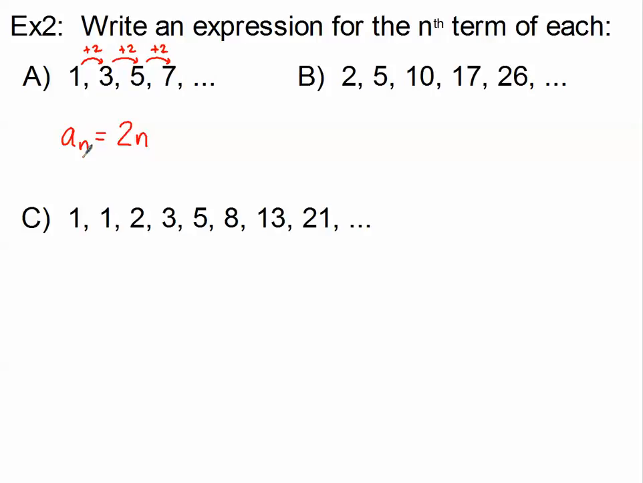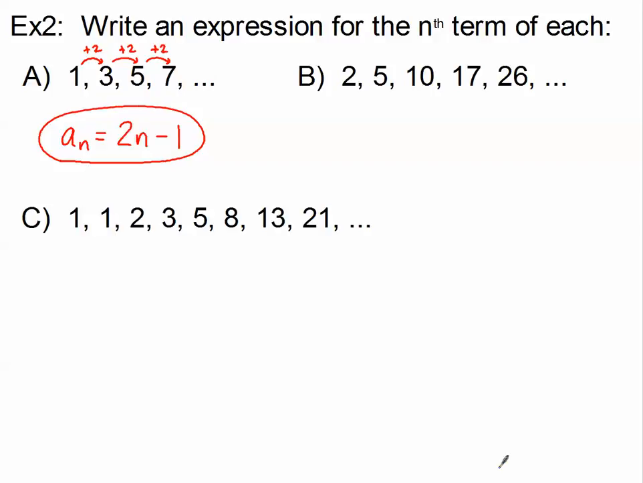Now what I like to do is plug in a 1 and see if I get my first term. So if I plug in a 1, I get 2 times 1, which is 2, and unfortunately that is not what my first term is. So this is where I need to do some sort of adjustment. I'll subtract 1. So 2 times 1 minus 1 would work. Let's check the next couple terms. If I plug in a 2, I'd get 2 times 2 minus 1, and that's 3. If I plug in a 4, I should get my fourth term. 2 times 4 minus 1 is 7, and it looks like this is going to be our rule.